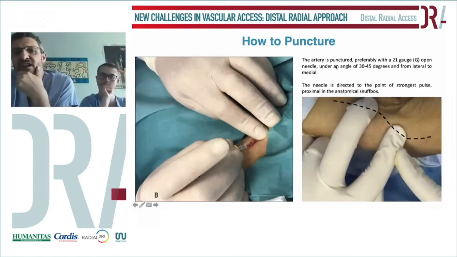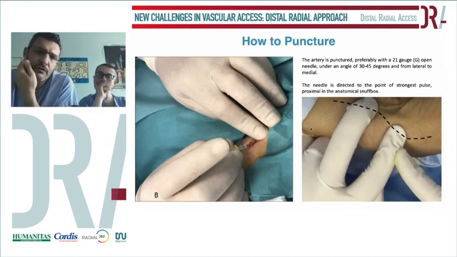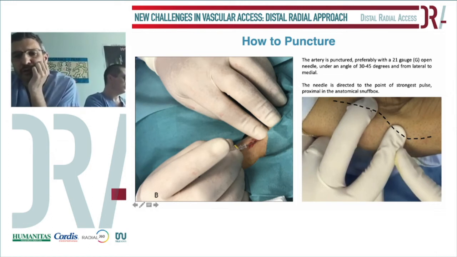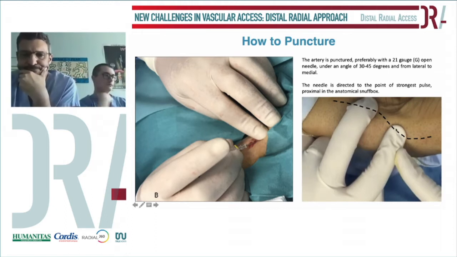The artery is punctured with a 21 gauge needle at an angle of 30-45 degrees, and most important to keep in mind, from lateral to medial, because this is the course of the vessel. When you puncture, we have to remember that we puncture from lateral to medial. And the needle is directed to the point of strongest pulse, proximal in the anatomical snuff box.